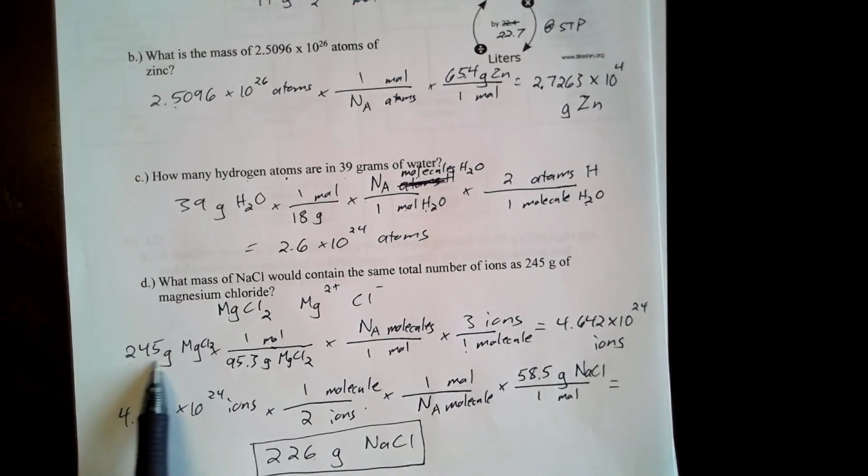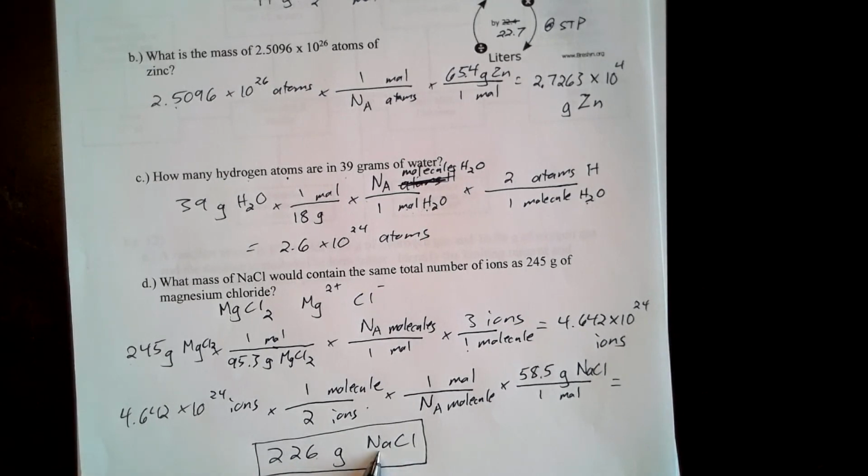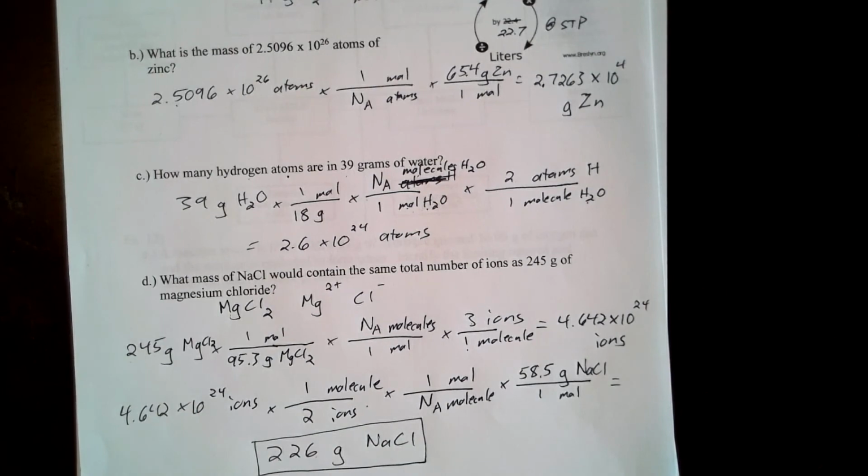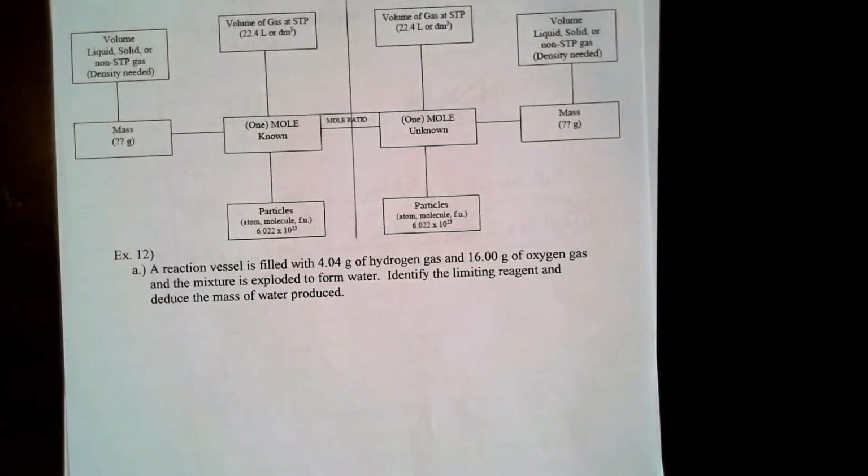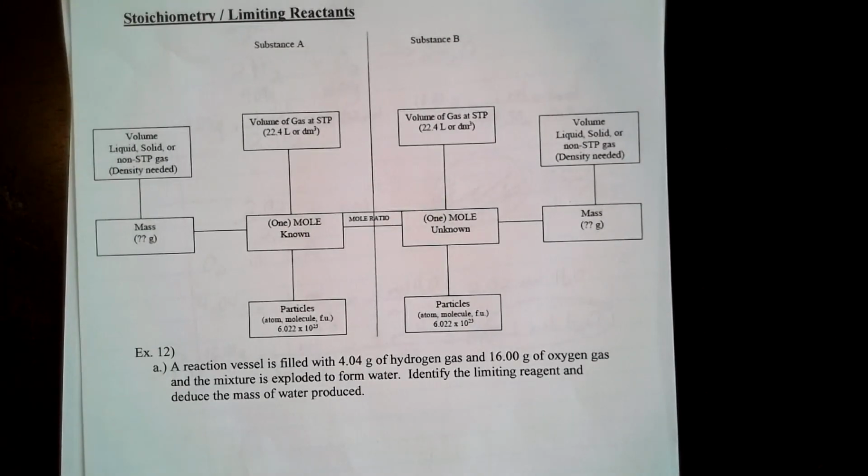Now, does that make sense? Well, you had more here, but magnesium chloride weighs more. So that makes sense, right? Yeah, that many grams of NaCl has the same number of ions as that many grams of MgCl2. That makes sense because MgCl2 weighs more than that. All right.